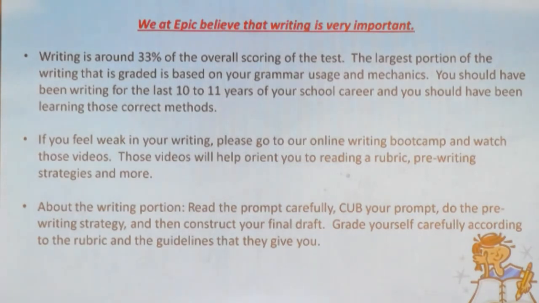So let's talk a little bit about the writing portion now. I want you to follow the steps when you're doing the writing portion. First, you read the prompt carefully. Second, you cub your prompt. I'm going to show you how to do that quickly here in just a second. Then you do your prewriting strategy, and then you construct your final draft. You need to grade yourself according to the rubric and the guidelines that they give you. It's very important to use the writer's checklist button in the writing portion.